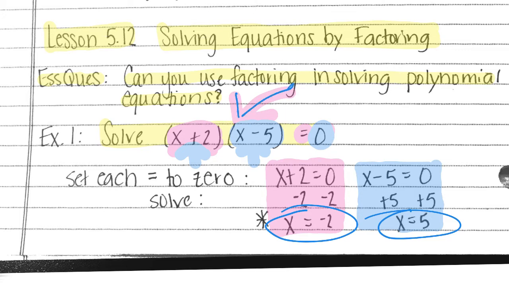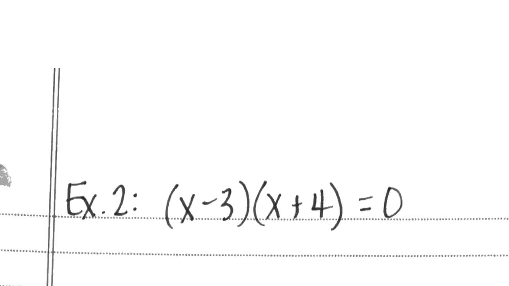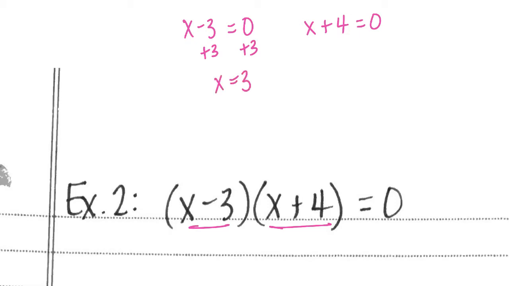So sometimes they're not kind. We always have to factor first. And if it's not factored for us, we're going to factor. So this one was kind. They factored for us. So remember, I'm going to set each side. This binomial, x minus 3, is equal to 0. And this binomial, x plus 4, is equal to 0. And now I'm going to solve. To solve this one, I have to do the opposite, so x equals 3. To solve this one, I have to do the opposite, so x equals negative 4.